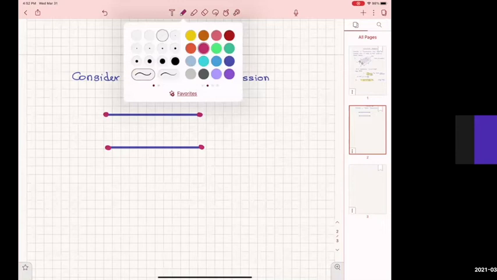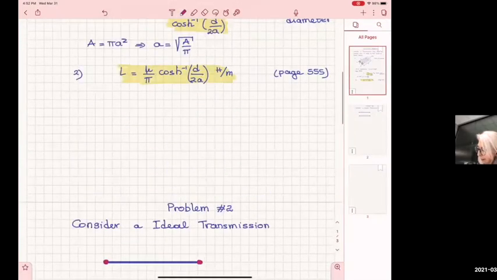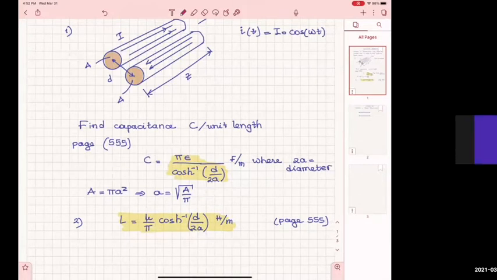I actually had a question still on the previous problem. On those first two parts, the epsilon in this case would be epsilon naught, and the mu would be mu naught? Yes, exactly. I just wanted to verify that.